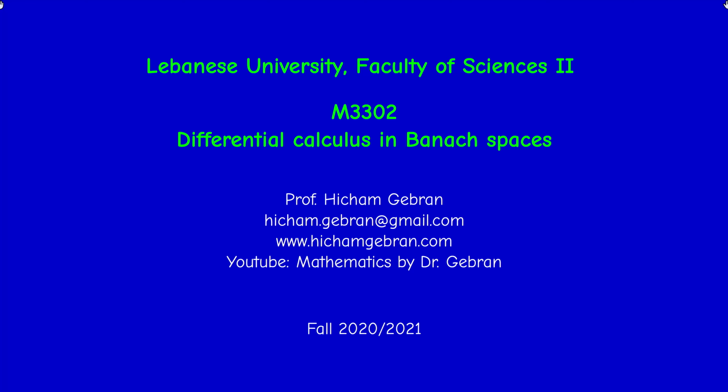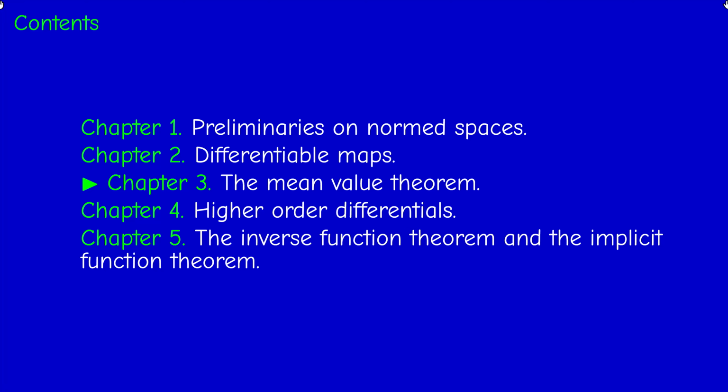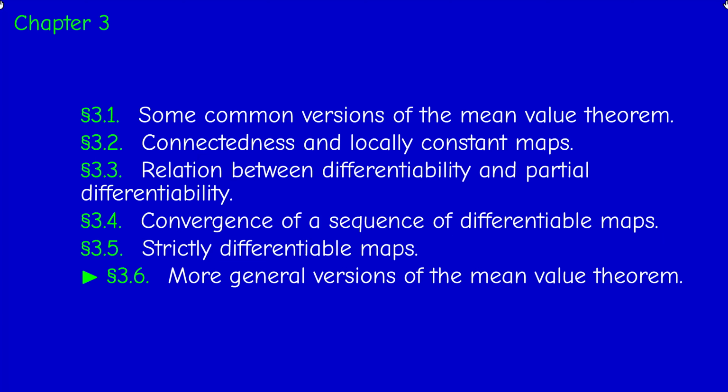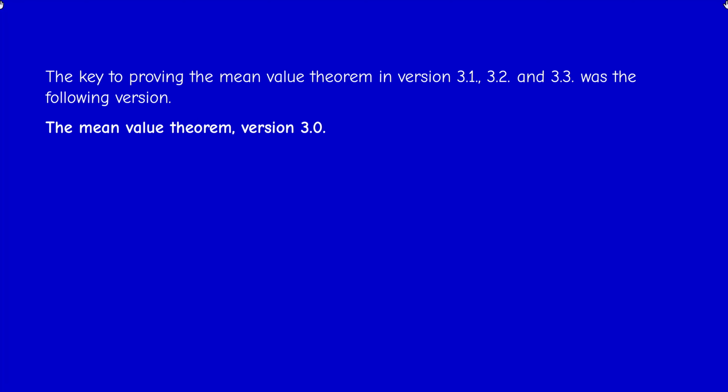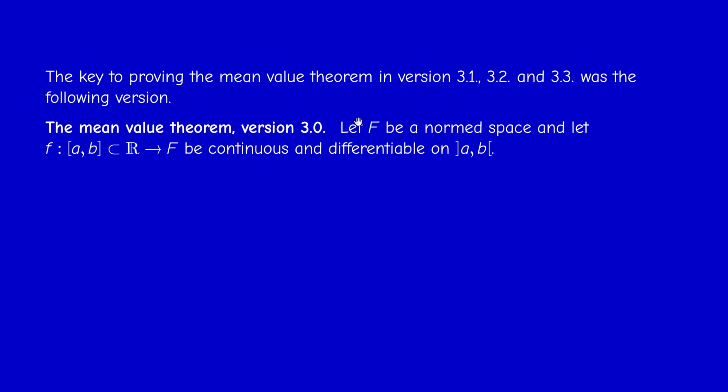Welcome back. In this video, we are going to finish chapter 3 with mentioning some more general versions of the mean value theorem. Let us recall version 3.0 that you proved earlier, which was the key to proving the other versions. It's a particular case, actually, of version 3.3.